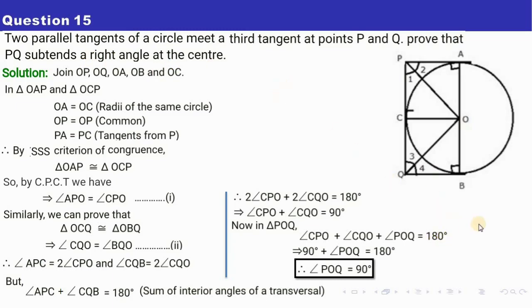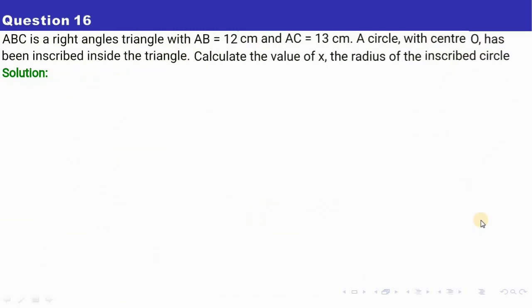All right, so you may pause the video to note this down. Okay, let's move on to the next question. ABC is a right angled triangle. There's a right angled triangle with only sides AB and AC given to you, so the third side you need to find by yourself. Obviously you will be able to find it using the Pythagoras theorem.